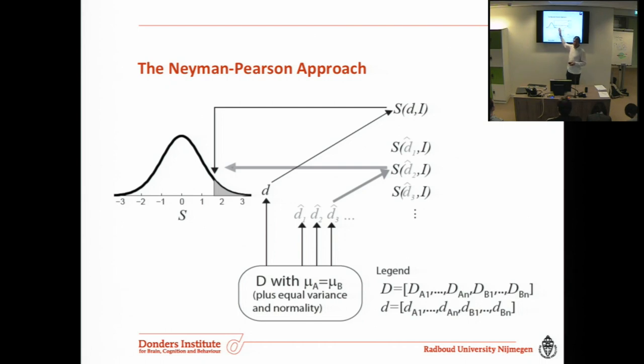If it is very far in the tail area, then I say it's quite unlikely that this data set D, this black D, comes from the same distribution that has generated the gray Ds. And the gray Ds, I know they all come from under the null hypothesis. That's the logic.